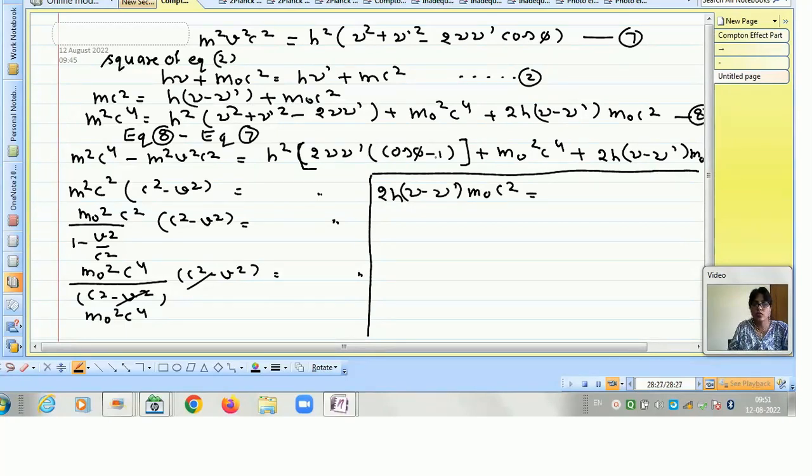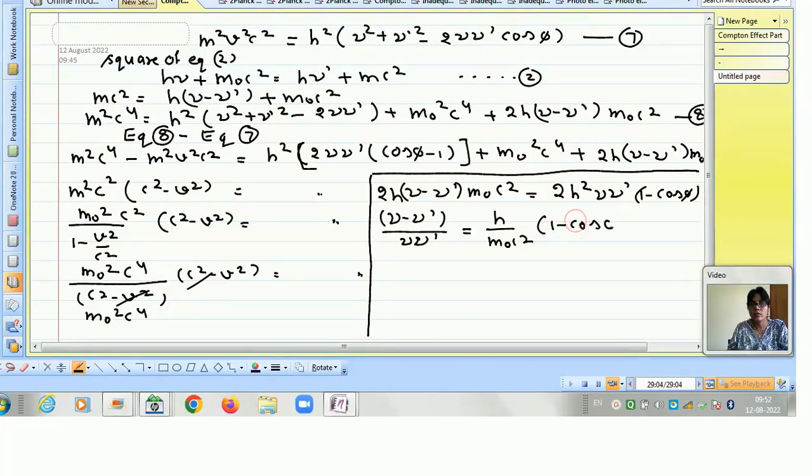So this cos phi minus 1 will now become 1 minus cos phi, and then we can write it as 2h square nu dash into 1 minus cos phi. So again 2h gets cancelled, and then we are left with some other formula. Let us write it as (nu minus nu dash) divided by nu dash, and it will be equal to h upon m naught c square into 1 minus cos phi. Now let us divide this by nu dash.